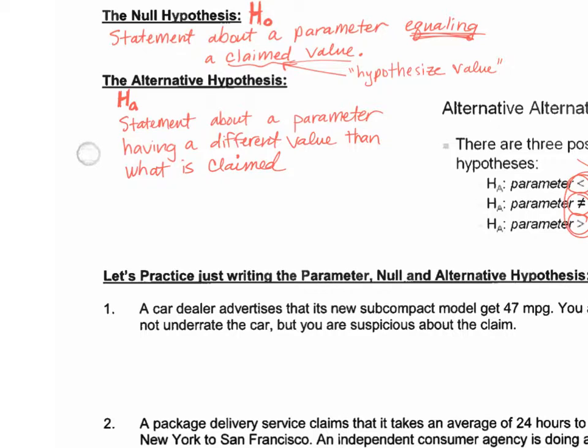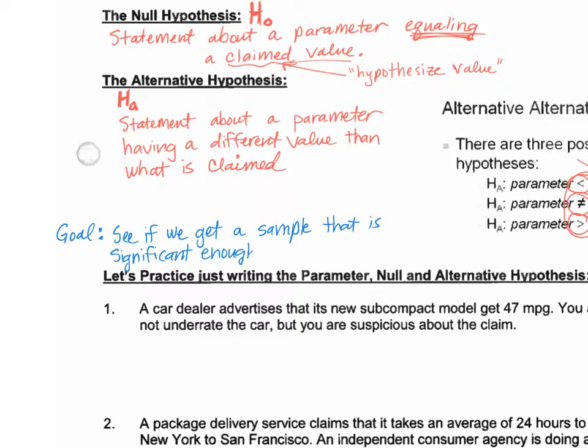All right. Ultimately, here's kind of the goal of what we're headed for. So the goal is to see if we get a sample that is significant enough, and we're going to talk about that later today, significant enough to reject H0 and go with HA.